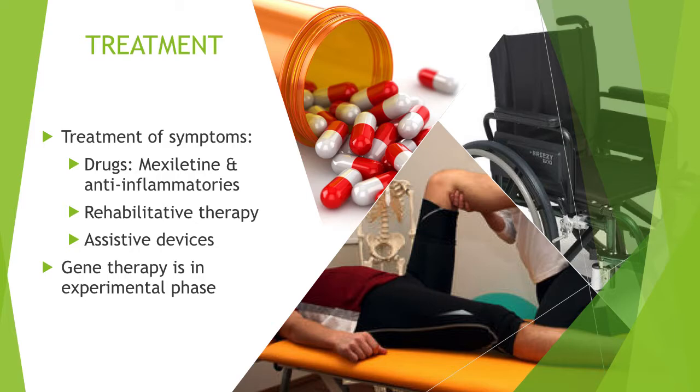Drugs are used for muscle stiffness and anti-inflammatories for pain. Rehabilitation such as physiotherapy, speech therapy, and psychiatric therapy. Assistive devices such as braces and wheelchairs, heart pacemakers, and breathing apparatuses are used. Gene therapy is in experimental stages. It is a method of delivering the corrected gene to the cell nucleus.